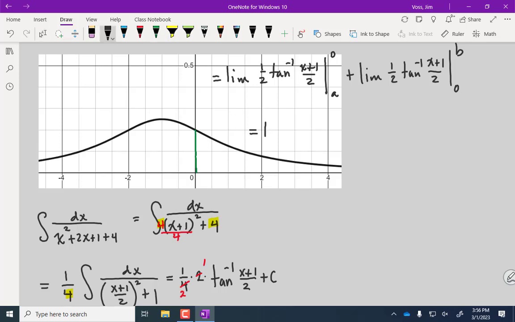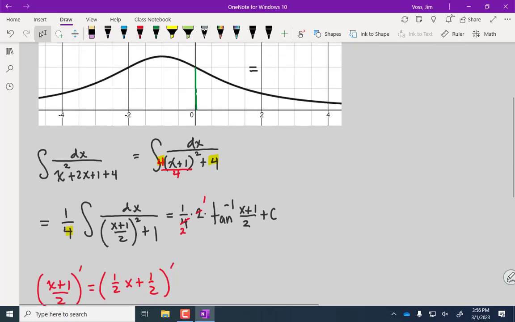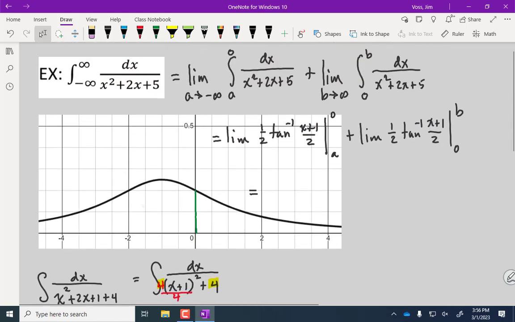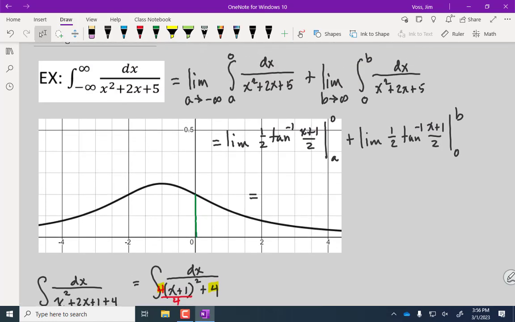Where did we go? I'm jumping around the page. We're just going back up. We found our antiderivative right there. There's our antiderivative, so now we're putting in our antiderivative for these two integrals.